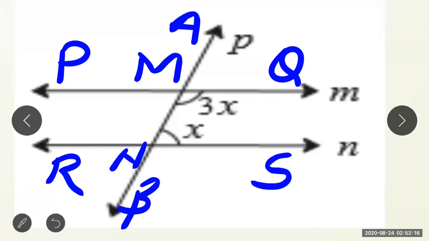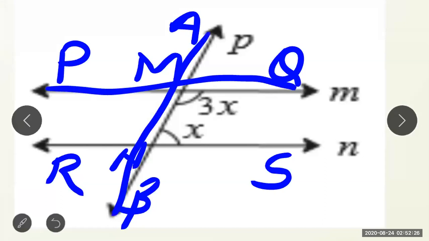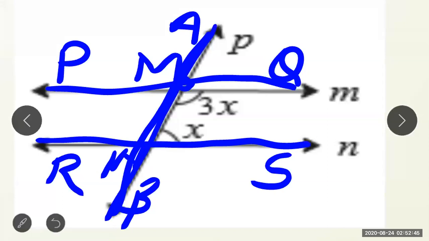Now here what are we getting? We are getting PQ and AB. Now see here, PQ and AB intersect at which point? They intersect at M. PQ and AB intersect at M. Same with RS and AB, they intersect at N. We are going to assume all this because we have to solve the sum.